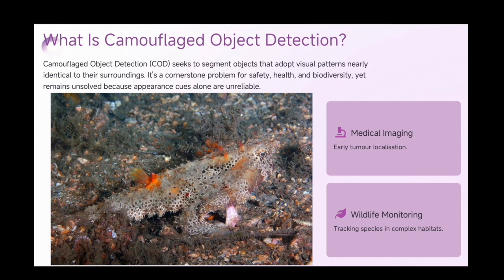So let's start with the problem we're tackling: camouflaged object detection. The goal here is to segment objects that are masterfully hidden in their environment. As you can see, this is incredibly difficult. The objects share almost identical textures and colors with the background, and their boundaries are often ill-defined. This challenge is not just an academic curiosity. It has critical applications in areas like medical diagnostics, biodiversity monitoring, and even industrial inspection.